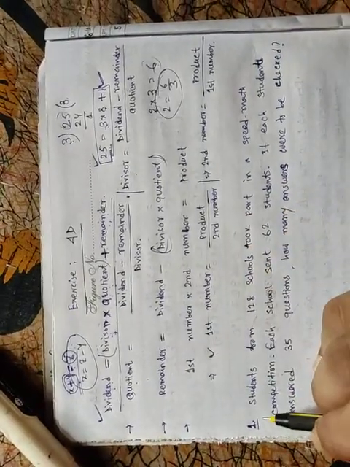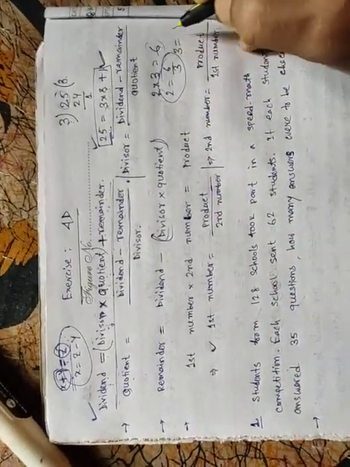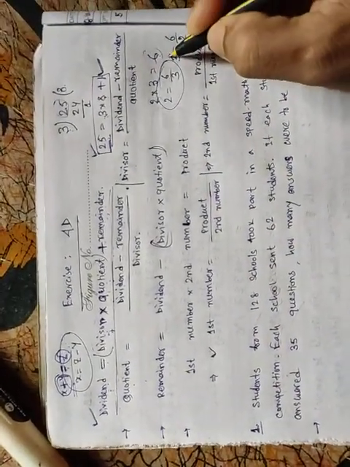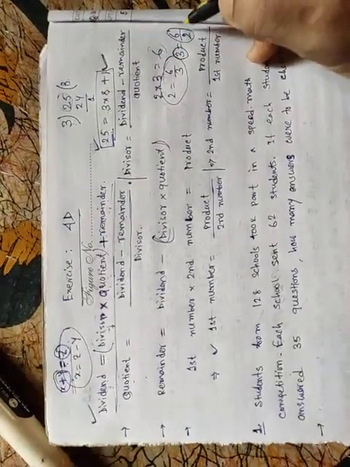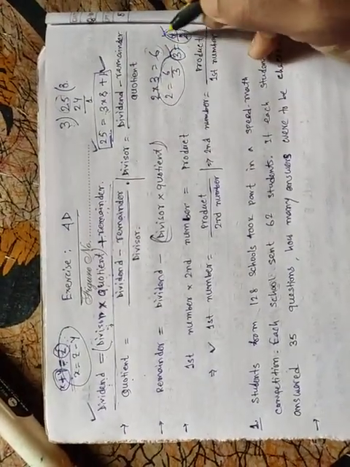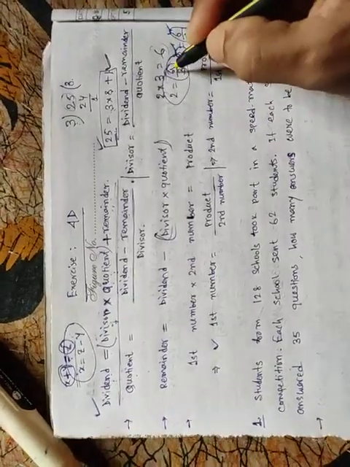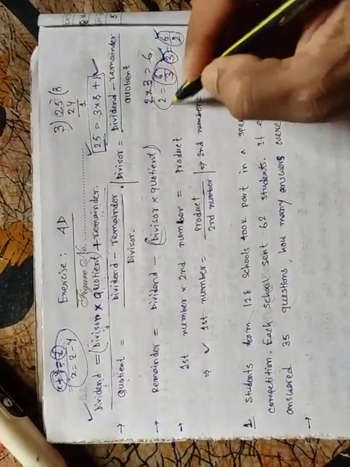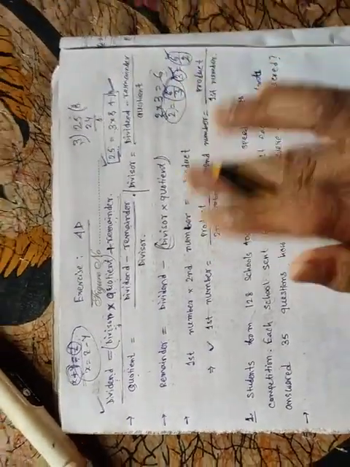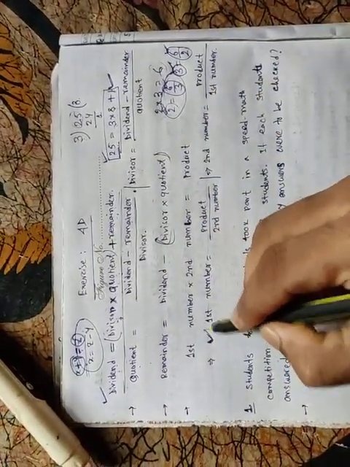Again, if 3 is equal to 6 upon 2, that means 6 upon 2 is also 3. That means the right side and the left side are the same. Also 6 upon 3 means 2, they are also 2. That means the right side and the left side are the same. So I can say this formula is correct.